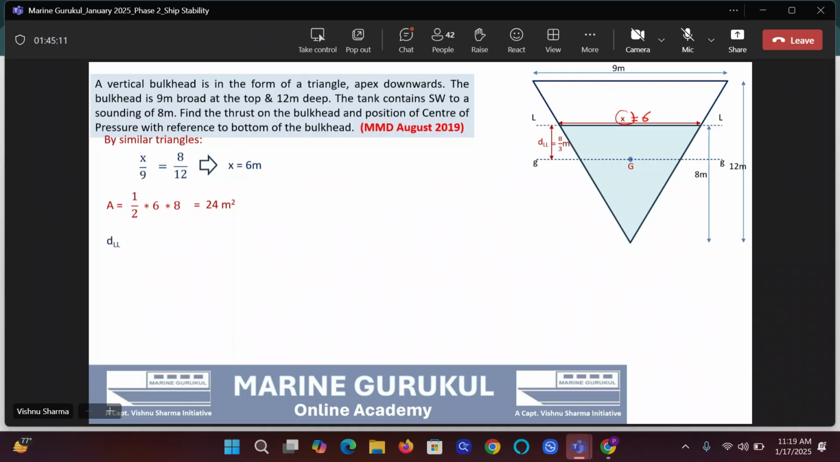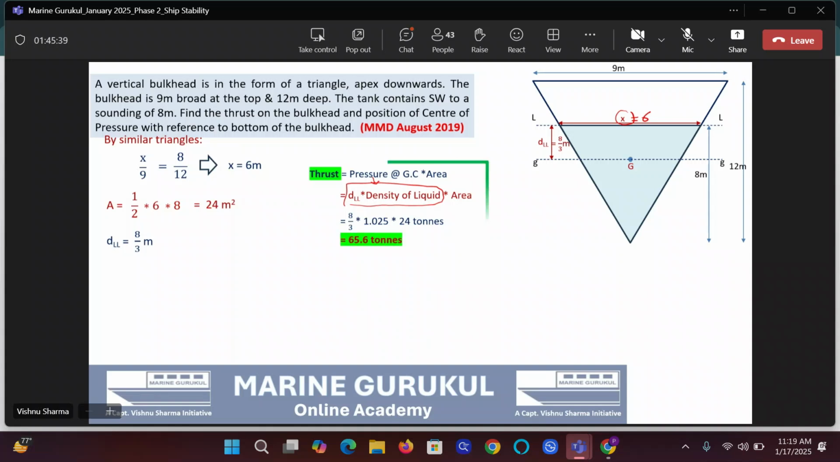Okay. DLL, guys, will be 8 by 3 meters. Thrust will be pressure at GC into area. This is the pressure at GC. Is that clear? Into area. Samir, if you're not talking to me, please mute yourself. You have all these values, you put them here, and you get 65.6 tons. That is one part of the question, right, guys?